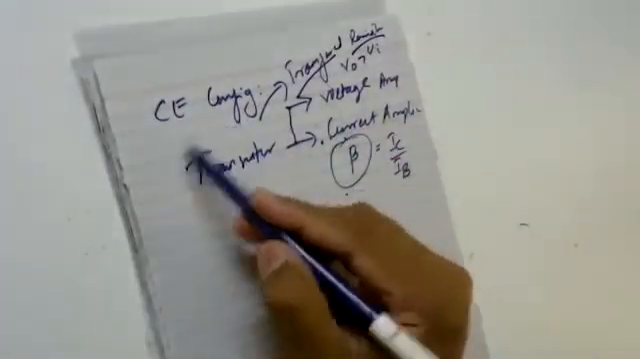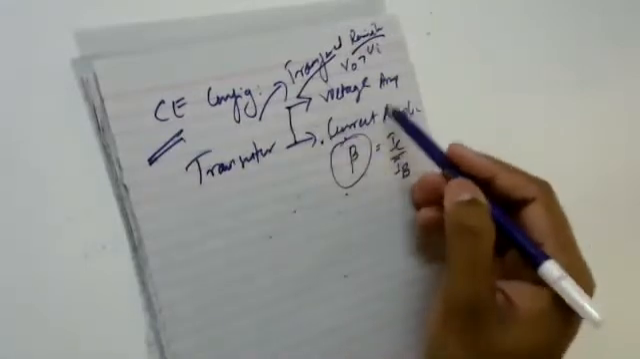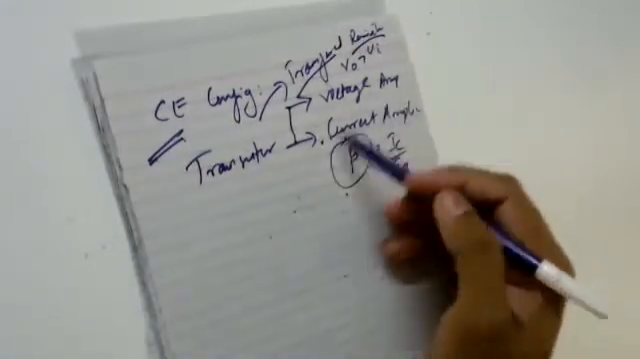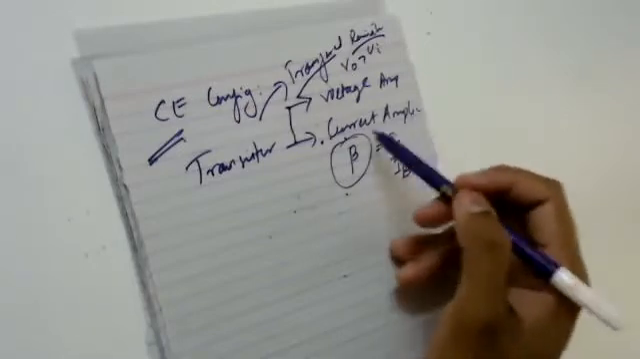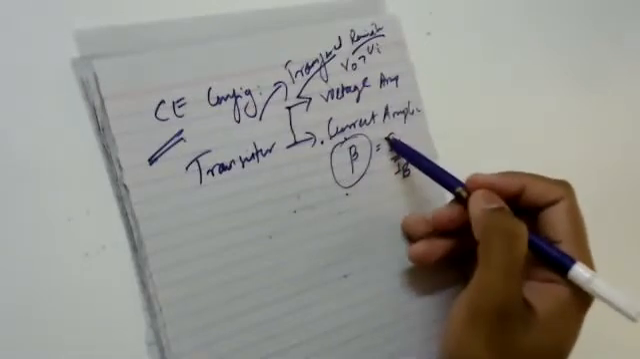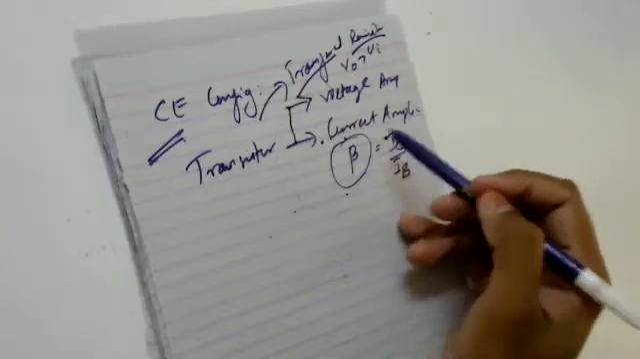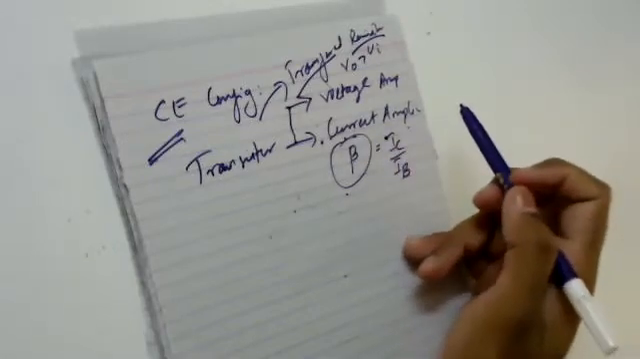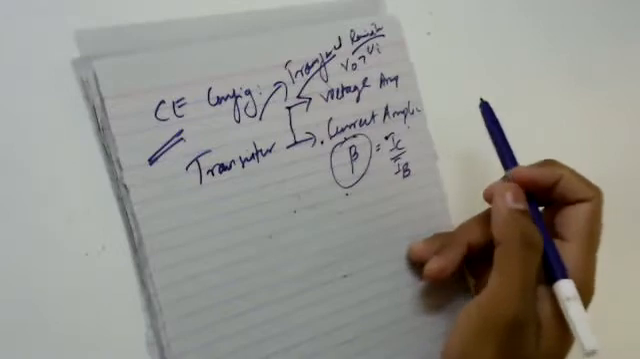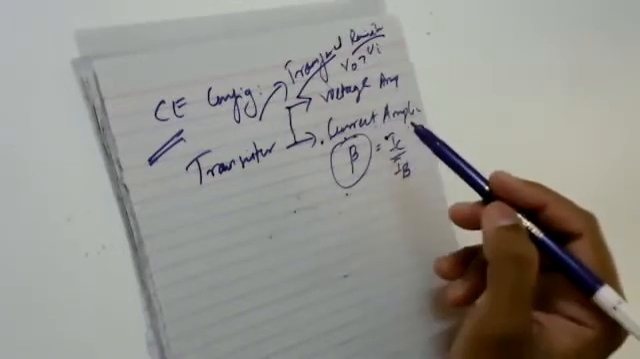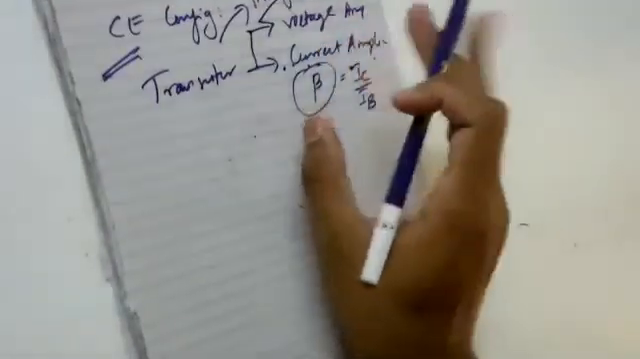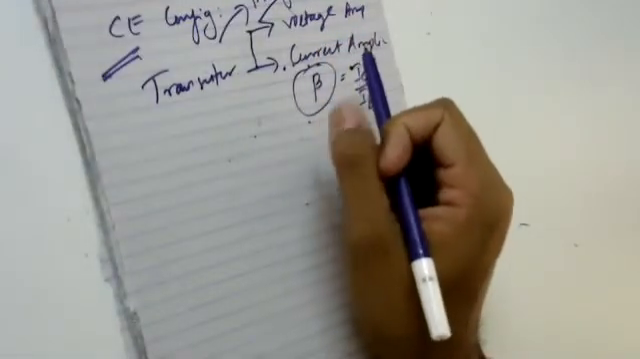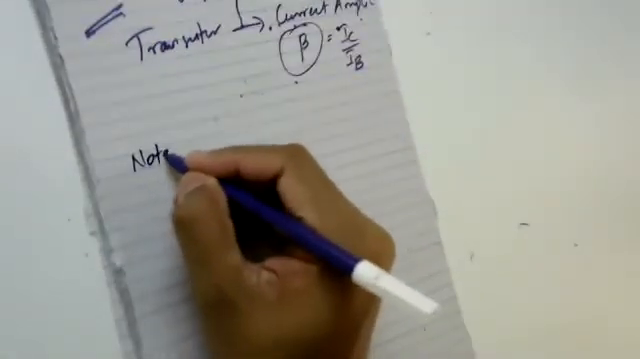But in CE mode, you are able to see that this is one advantage. Your transistor now is not only working like a voltage amplifier, it's also assisting me as a current amplifier. Is it clear to you? Now here there is one more point that I would like to make clear. You can take this as a note, not a problem.